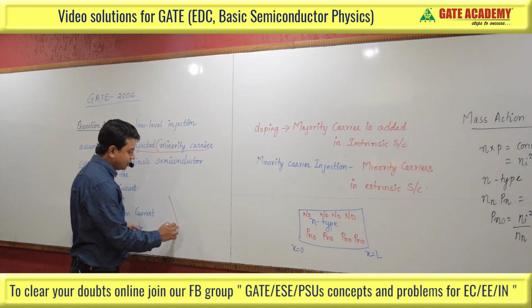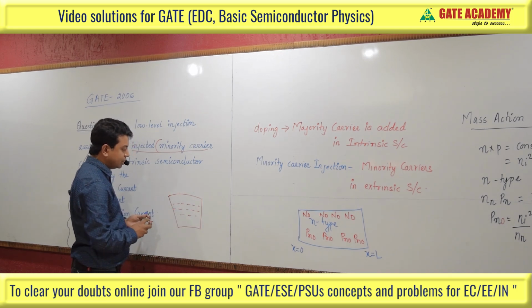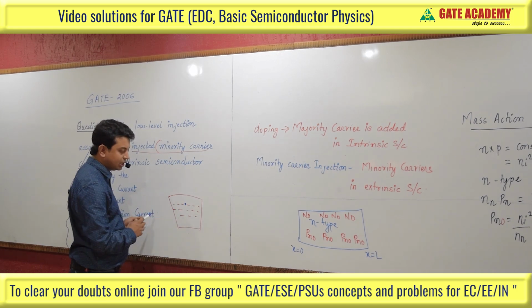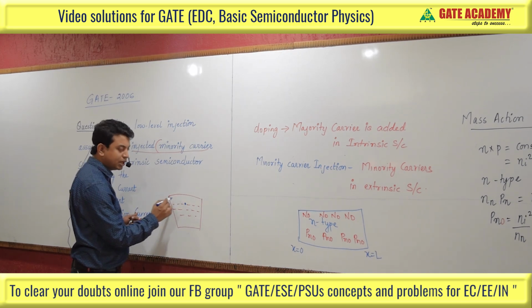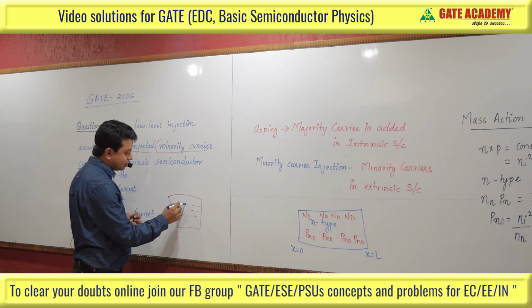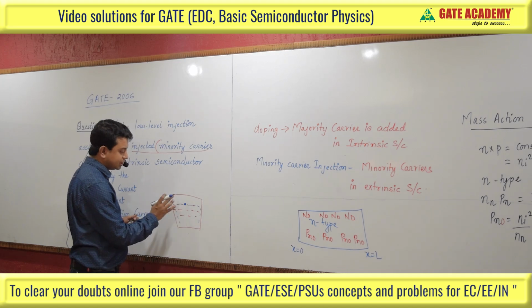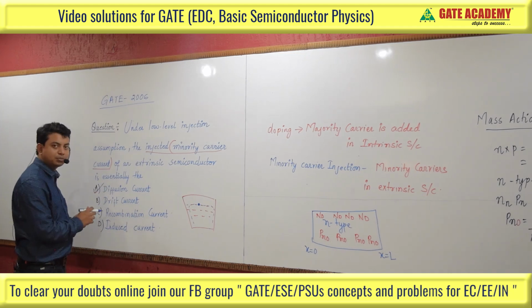Suppose we have a bucket, and this bucket is full of water. If you add a drop of ink in this bucket, then the water is the majority, the majority charge carrier, and this drop of ink is the minority charge carrier. Initially the minority charge carrier is dropped at one end, then after some time it will be distributed throughout, and this distribution is because of diffusion. The same reason applies here, and the correct option is nothing but diffusion.